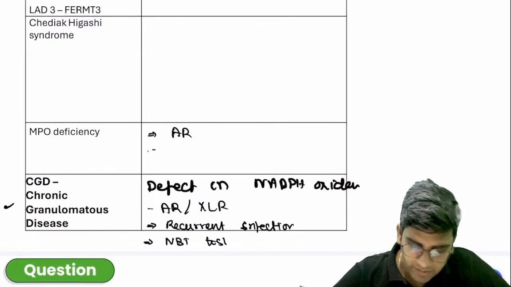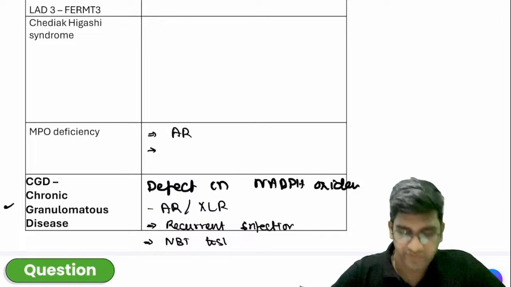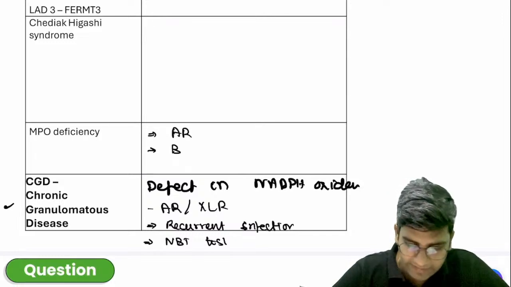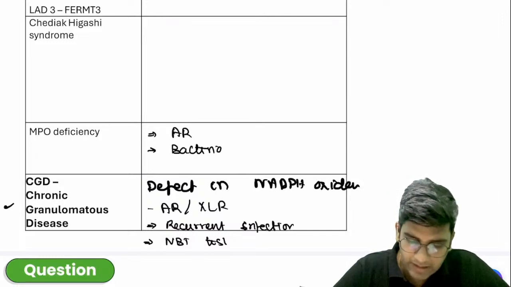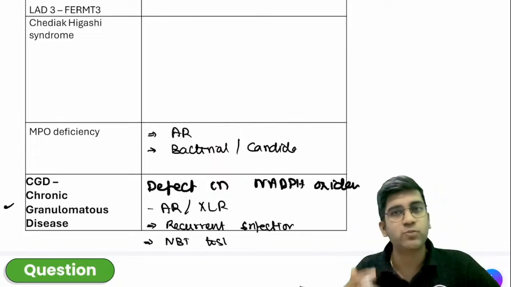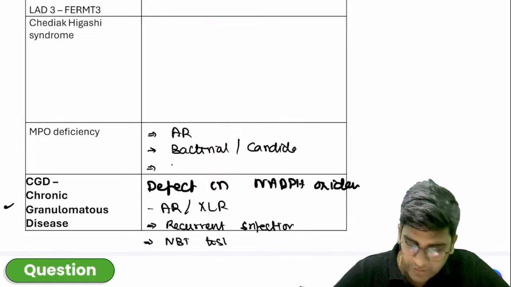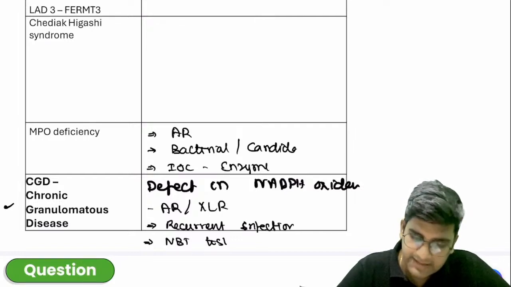Here you'll have very insignificant or very slight bacterial infection and candida, because superficial candida are removed by this. And here the investigation of choice is enzyme analysis. Analyze the enzyme, you will be able to clearly, easily identify them.